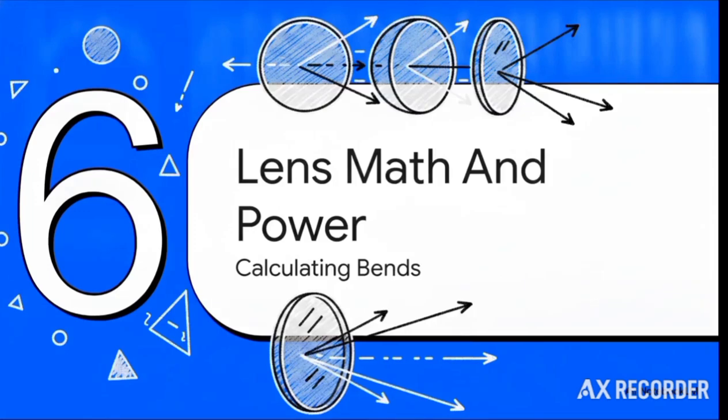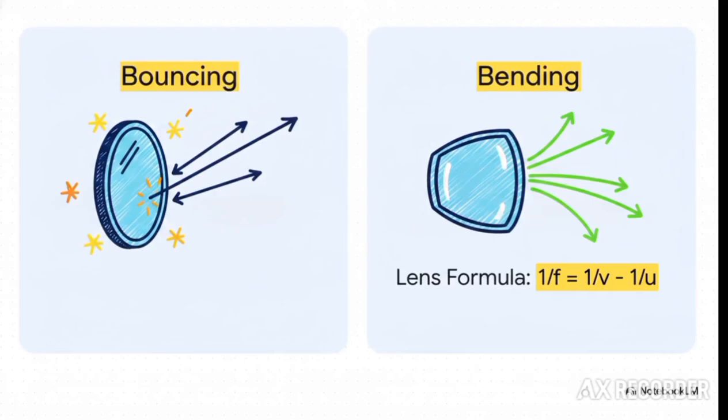Section 6, lens math and power. And just like the image rules, the math is a remix too. Notice this critical, easy-to-miss difference. For mirrors, the formula is 1 over f equals 1 over v plus 1 over u. But for lenses, we just flip one sign. It becomes 1 over f equals 1 over v minus 1 over u. Honestly, that single minus sign is literally all that separates bouncing light math from bending light math.